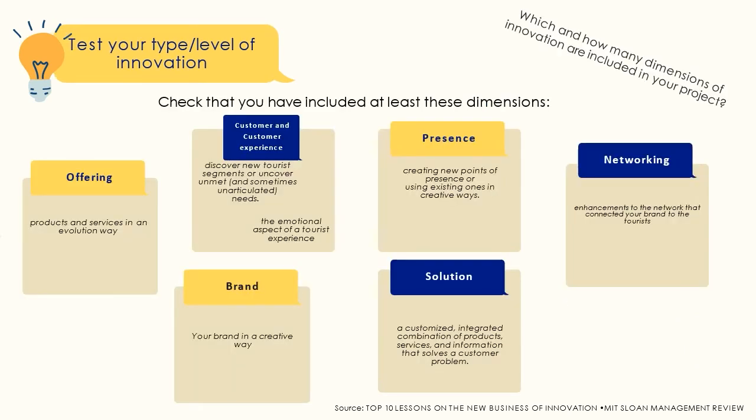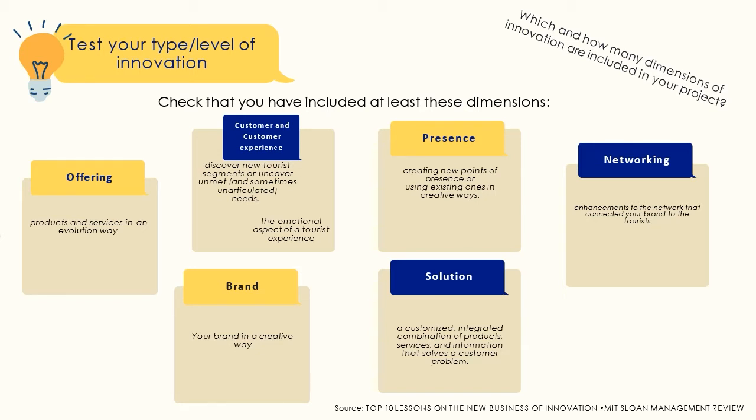Which and how many dimensions of innovation are included in your project? Check that you have included at least these dimensions. Offering: innovation in products and services means to know the actual products and services of the same brand, model them extensively and redesign them in an evolutionary way. Customers and customer experience: to innovate along this dimension, you can discover new tourist segments or uncover unmet, and sometimes unarticulated, needs. Consider also the emotional aspect of a tourist experience.